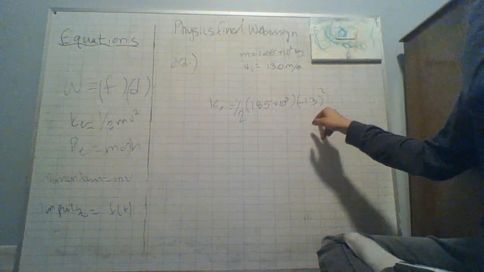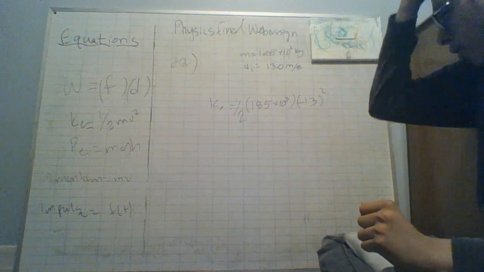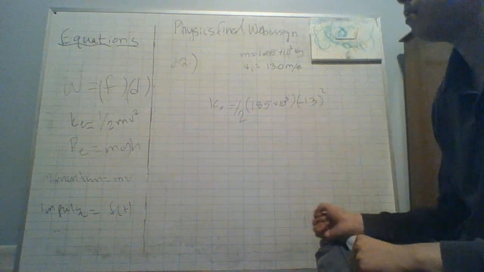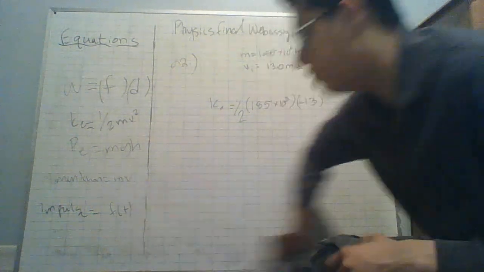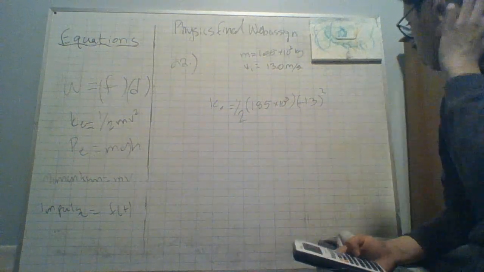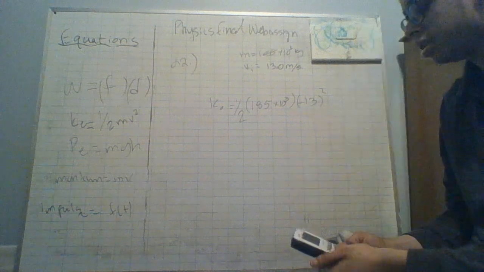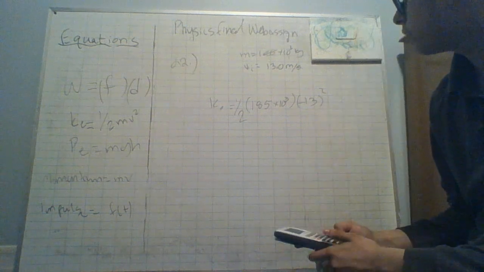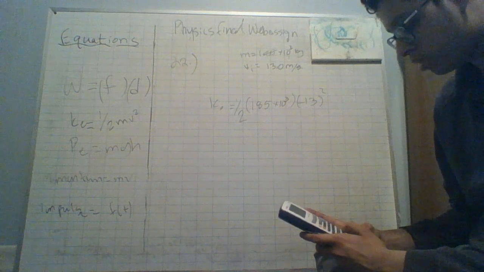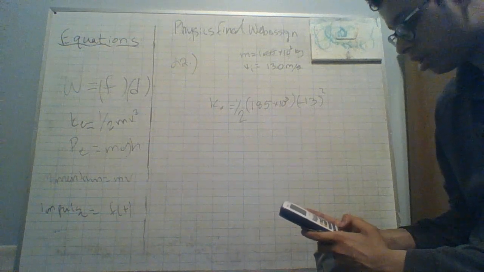Now, in this equation, because the negative 13 is squared, it really doesn't matter what sign you put there. But for momentum, it would matter. So that's why I mentioned that, if you guys were confused on the momentum questions when I did them earlier. So I do negative 13 squared times 1.85 e to the third.